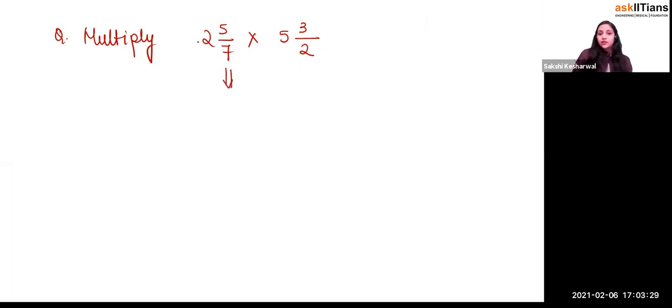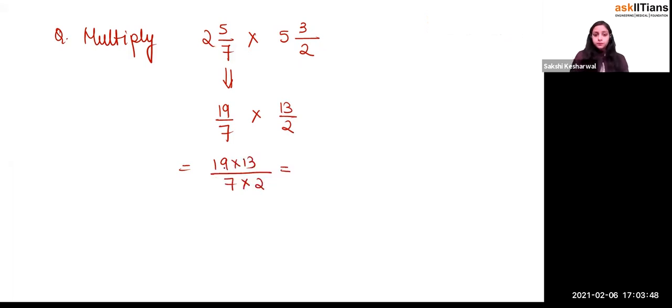This will be 7 into 2 is 14, 14 plus 5 is 19, so 19 by 7, into 5 into 2 is 10, 10 plus 3 is 13, so 13 divided by 2. So your answer will be 19 into 13 divided by 7 into 2. You just do the multiplication, so it will be what?